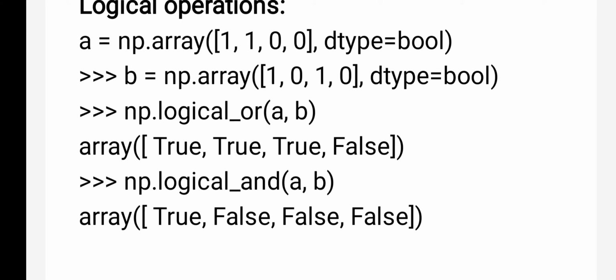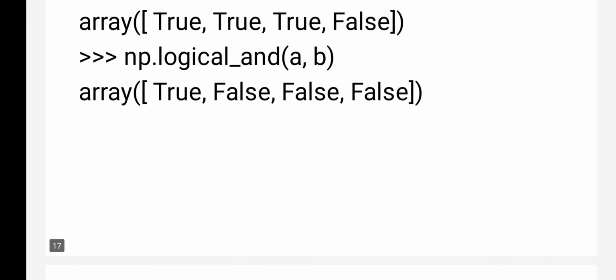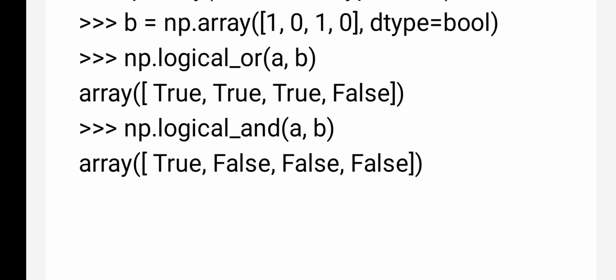If it is a true, you will get a false. If it is a false, you will get a true. So those operations you can also perform. Logical AND, logical OR, and logical NOT, those three you can perform on arrays. So this is about logical operations. With this, mathematical operations, relational operations and logical operators, we completed.